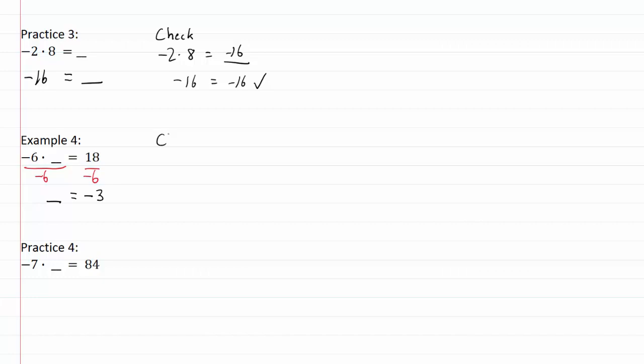Now to check my solution, I go negative 6 times, I'm going to put my negative 3 in for the blank, and see if it really is 18. Well, I've got a negative 6 times a negative 3, so that's a negative times a negative. Two negatives become a positive when you're multiplying. So it's going to be positive. 6 times 3 is 18, and so I've got 18 equals 18. So it checks.